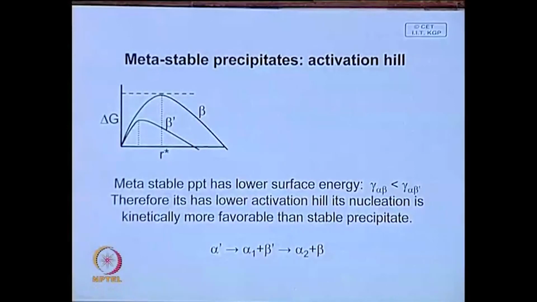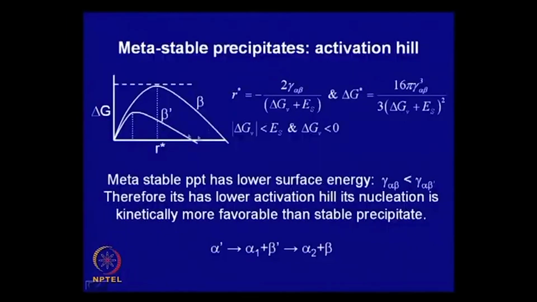Now, we derived in the last class that expression for the activation hill, which you will see if you go back. In the case of the precipitation process, recall your earlier lecture, we calculated this activation hill, and it is inversely proportional to the square of the sum, that is volume free energy plus the coherency strain energy.